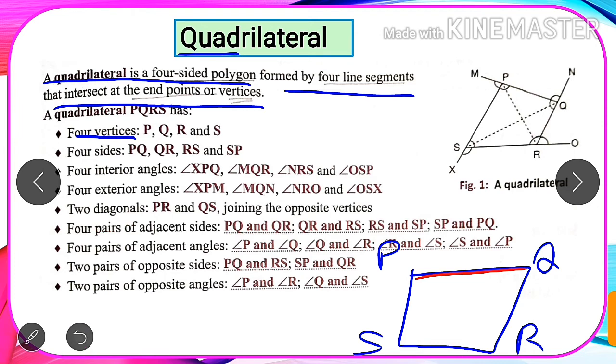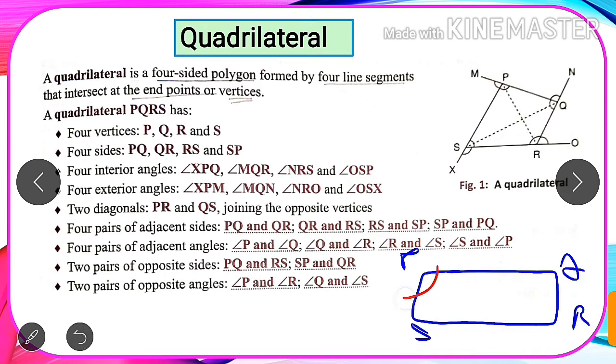Let us see the adjacent angle. So here P is an angle, then the adjacent angle beside P will be Q. Similarly, S will also be an adjacent angle of P. So to count the total number of adjacent angles, let us move clockwise. So P and Q are the adjacent angles. Now if we move to Q, then Q and R are the adjacent angles, R and S are the adjacent angles. Similarly, S and P are the adjacent angles. So there are total four pairs of adjacent angles.